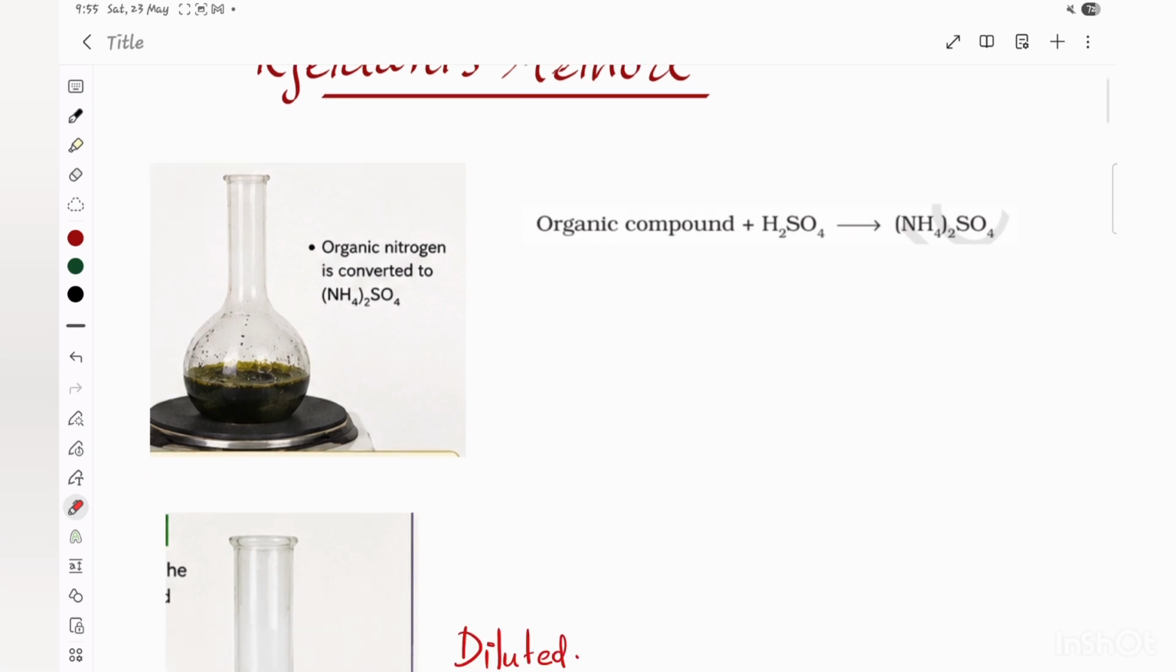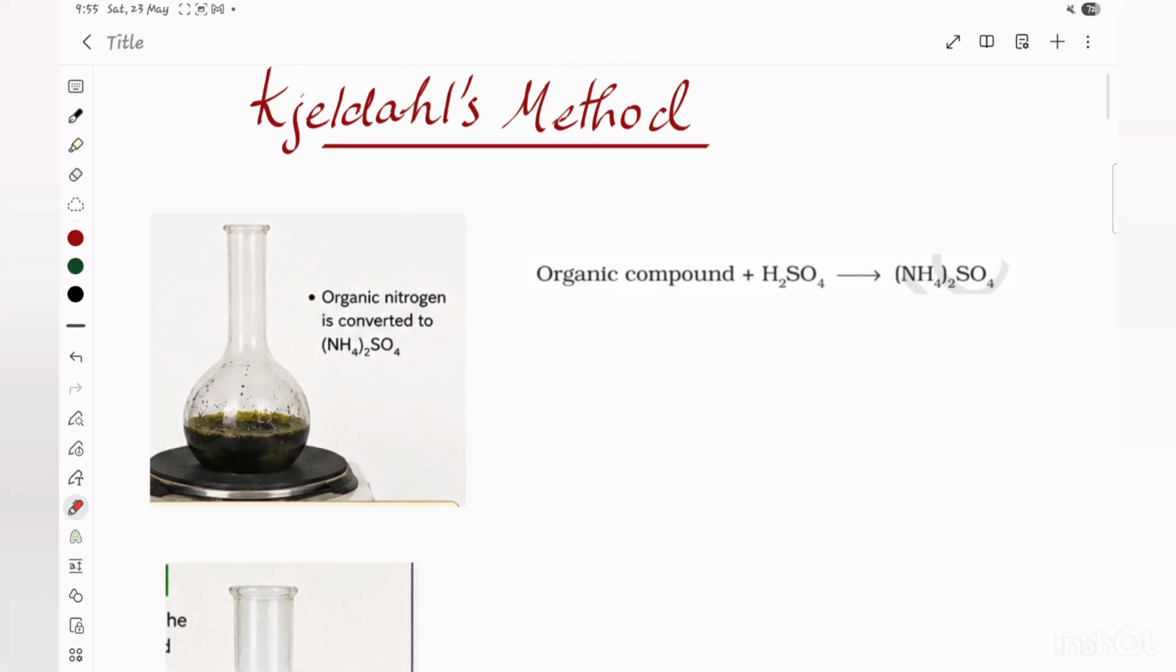So first, what is our intention? We have to find the percentage of nitrogen. And how do we find it? Percentage of nitrogen is equal to mass of nitrogen contributed in that compound divided by total mass of that compound, into 100. This is the simple thing, everyone will be knowing that.